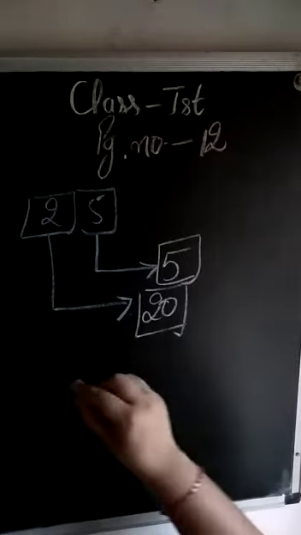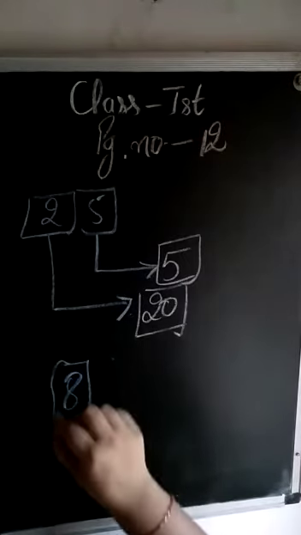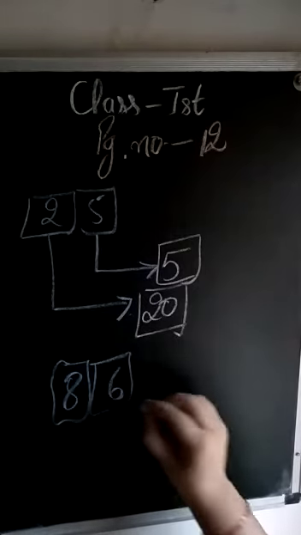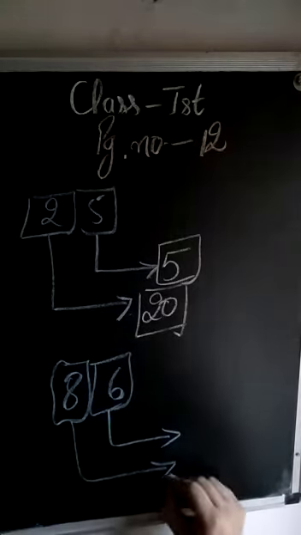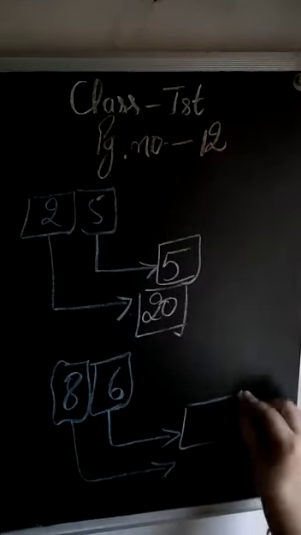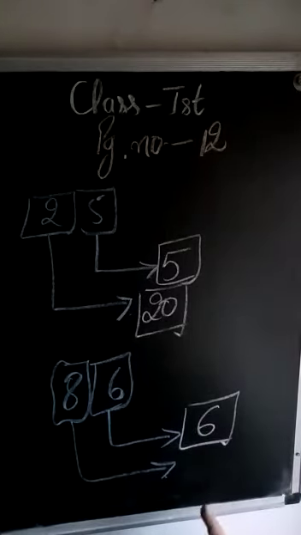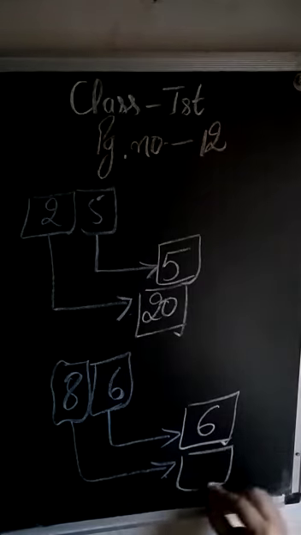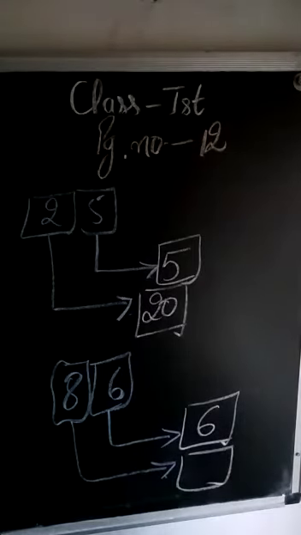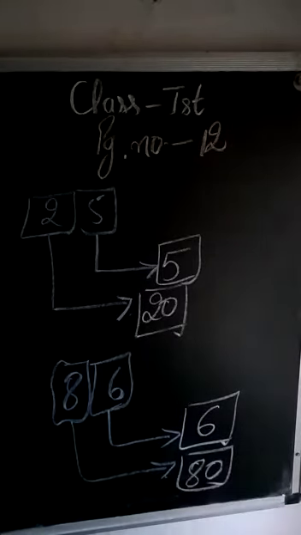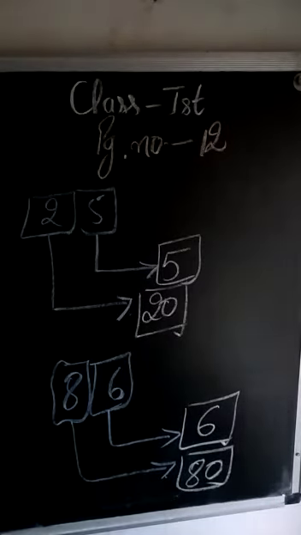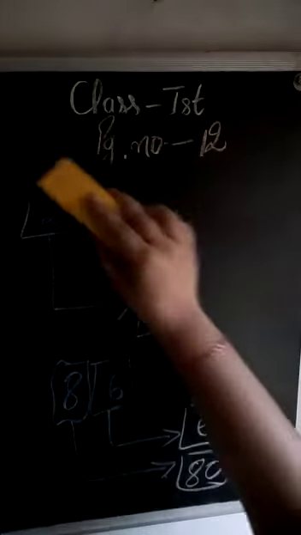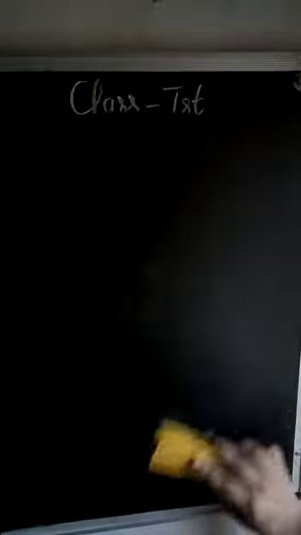Second sum is 8, 6. The number is 8 and 6. Here the ones place number is 6, so its value will be the same. But the value of 8 will change. Why? Because it is at tens place, so its value will become 80. In this way, we will solve the whole sum. Now come to your book's page number 14. Open your book at page number 14.